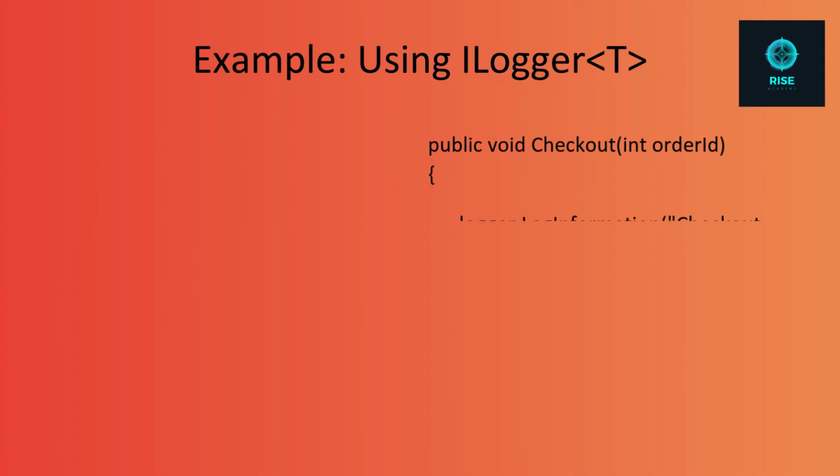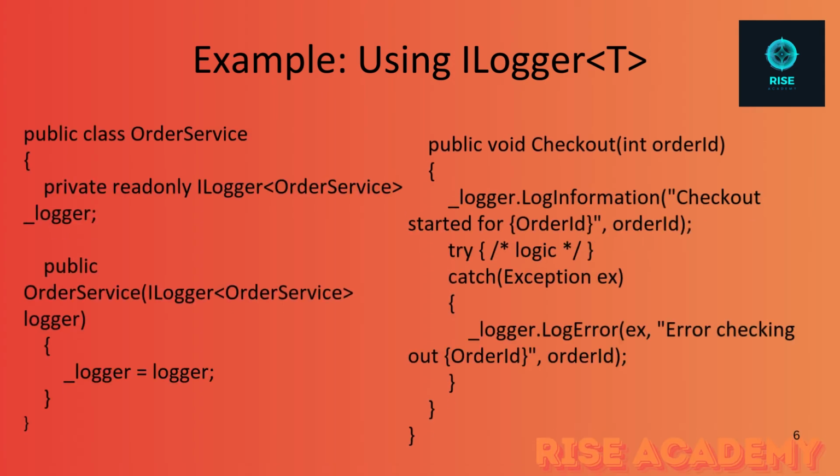Here's a quick comparison. Console.WriteLine is fine only for quick debugging during development. ILogger T is the go-to choice for most production scenarios: simple, flexible, and scalable. Third-party loggers shine when you need structured data, file storage, or integrations with tools like Kibana, Elasticsearch, or Application Insights. And no logging? That's just chaos. Avoid it at all costs.